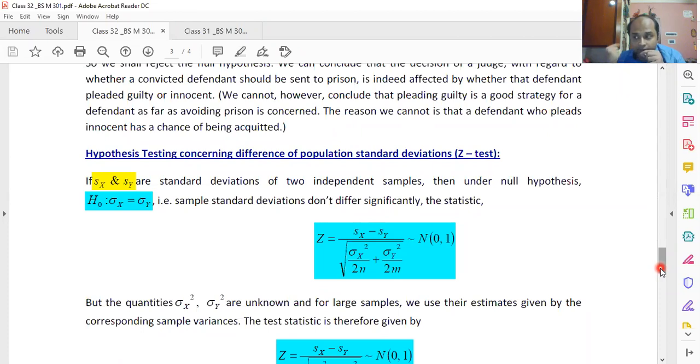Data collection means sampling. You have to go for the appropriate sampling. You cannot just arbitrarily use any type of sampling which is available.